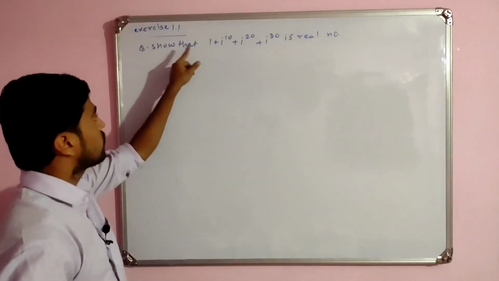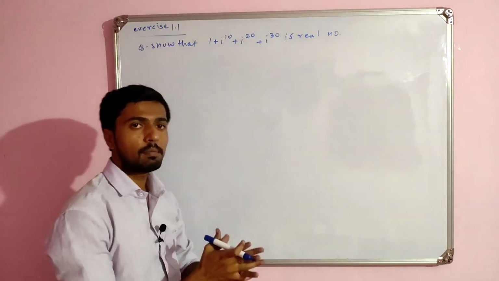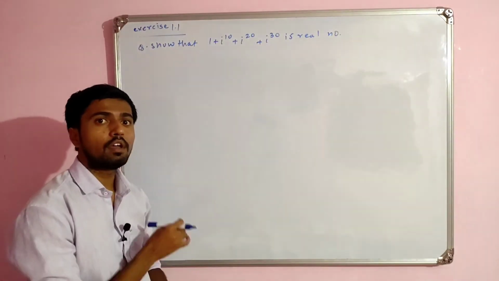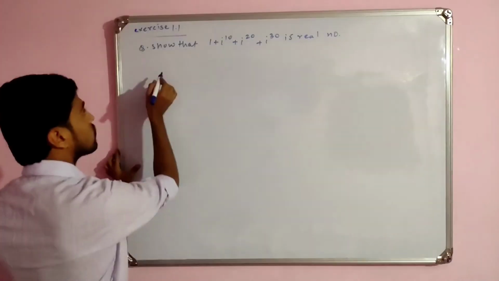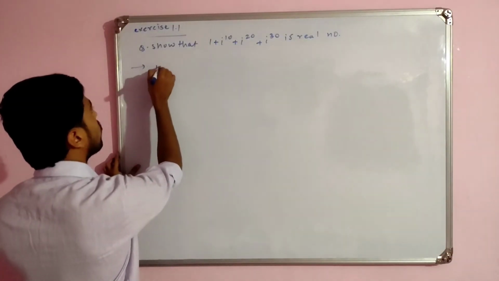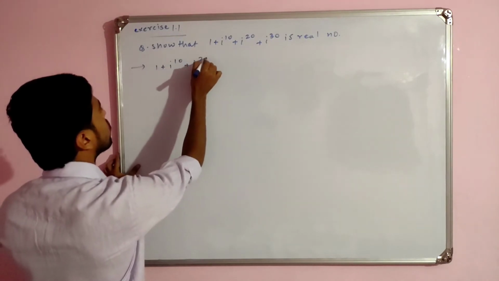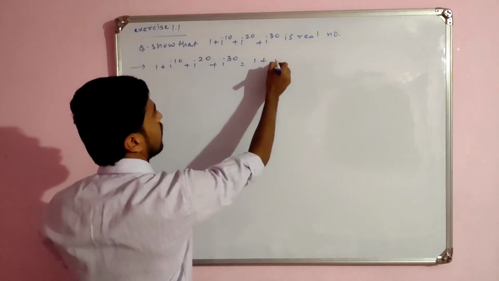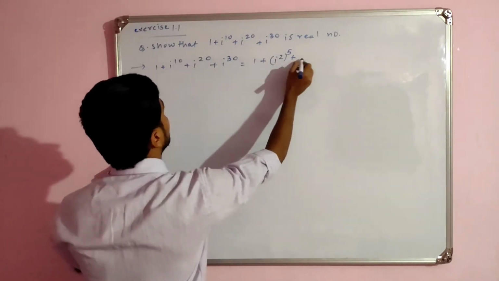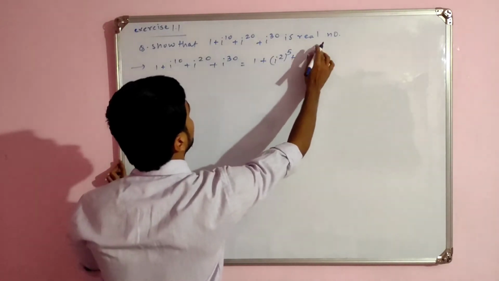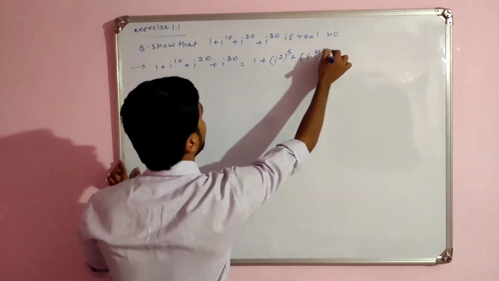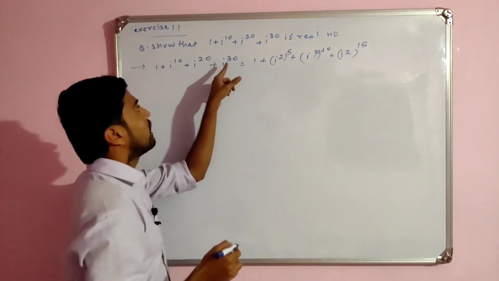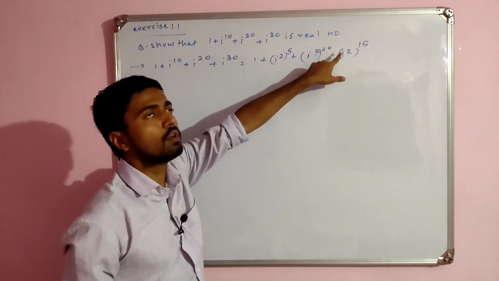Next question: show that 1 plus i raised to 10 plus i raised to 20 plus i raised to 30 is a real number. Okay, real number means there should be no i anywhere, meaning no complex part. So solution: 1 plus i raised to 10 plus i raised to 20 plus i raised to 30 is equal to 1 plus i raised to 10, i raised to 2 raised to 5, plus i raised to 20, 2 into 10, plus i raised to 2 raised to power 15. For any number, we write it as i raised to 2 into something, making it even.